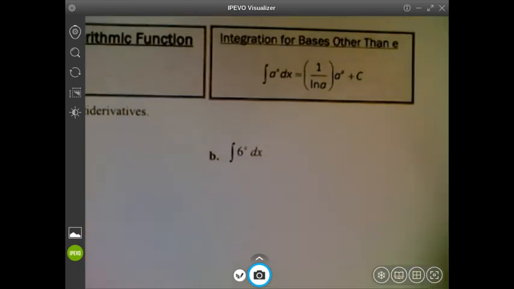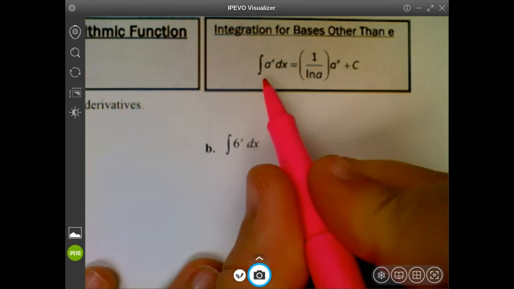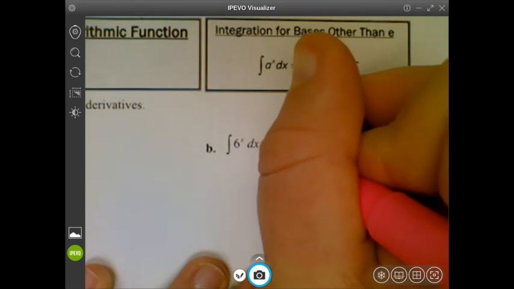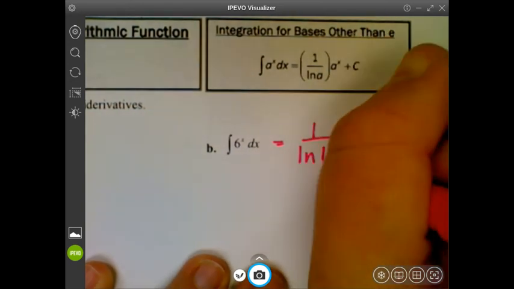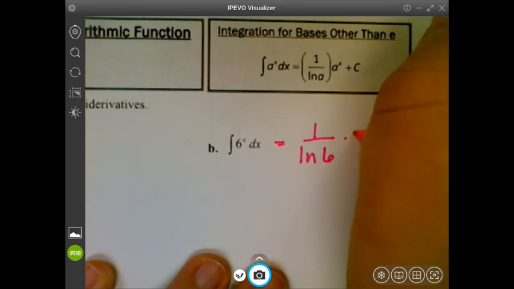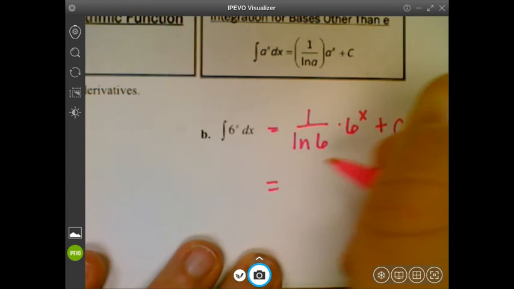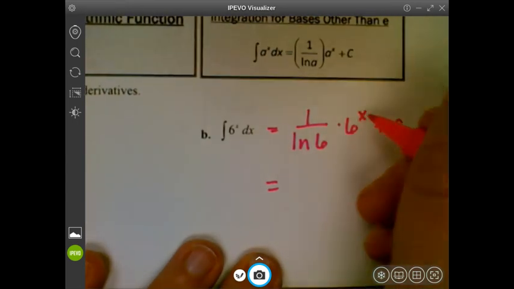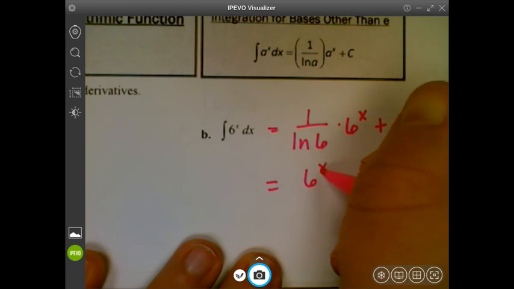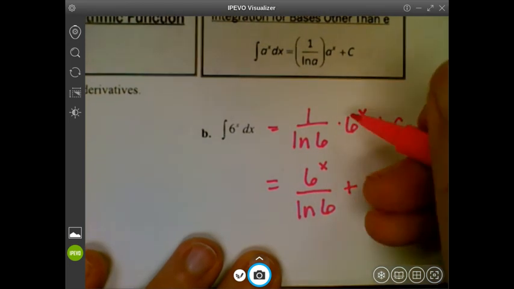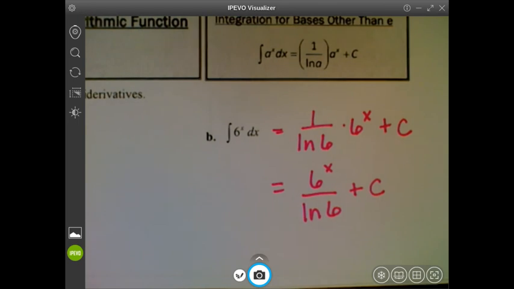All right, this one over here follows this formula that we have. So this is 6 to the x. So in this case, a is 6. So we would say that this is 1 over the ln of 6 times 6 to the x plus the constant, which can also be written as, since this is a fraction times a number over 1, essentially a numerator, 6 to the x over ln of 6 plus c. So either one of these would be acceptable. If it's a multiple choice question, most likely the answer would be written like that.